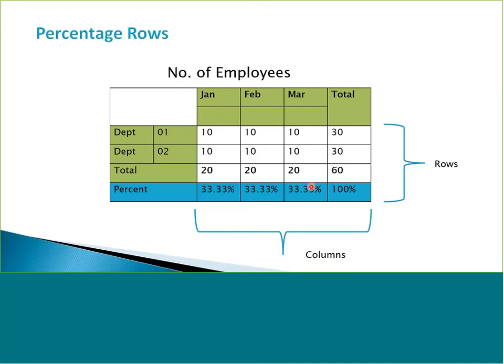So this percentage period, this percentage row is, for example, for January 20 divided by what? By 60. And that will tell us that in January, of this total employees added for the whole quarter, we added 33.3%. And in February, we also added 33.3%. And so is the case for March. All right.